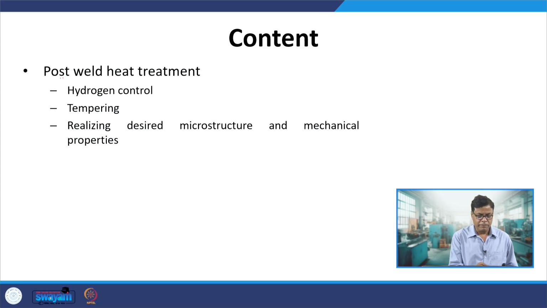In this particular presentation, I will be focusing on how to alter the microstructure of the weld joint so that the desired mechanical properties can be obtained through the controlled heat treatment of the weld joints. Okay, so this is basically about post-weld heat treatment.